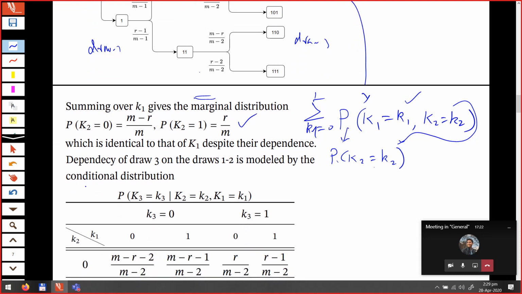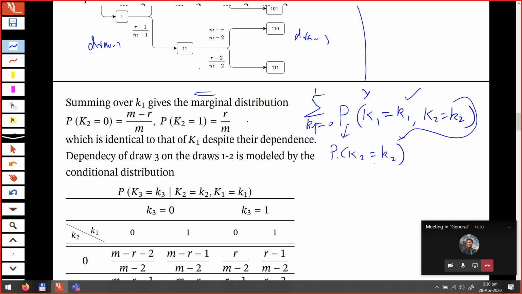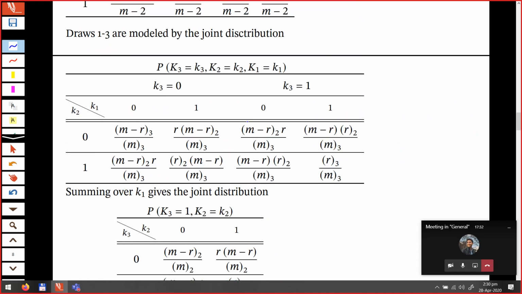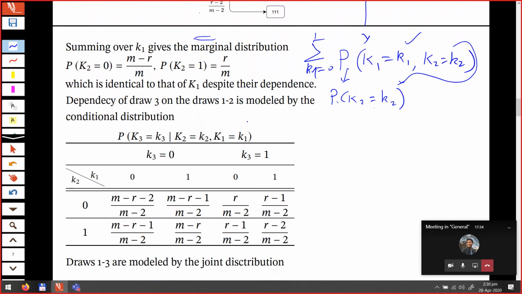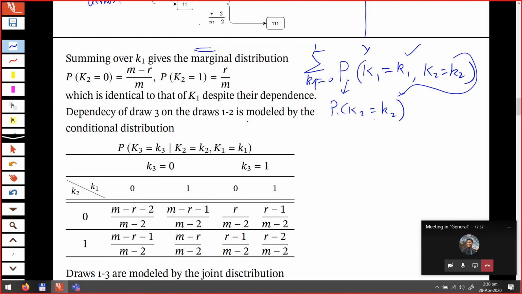Now that doesn't mean that it has no memory. It still has memory. But the memory is captured by the conditional probabilities, not by the unconditional probabilities. And now if we work this out further and say I now want to know how is draw 3 conditioned on draw 2 and draw 1, because draw 3 will depend on draw 2 as well as on draw 1.